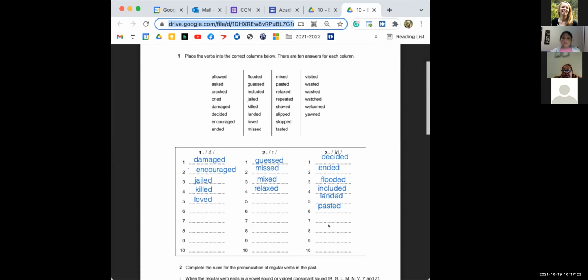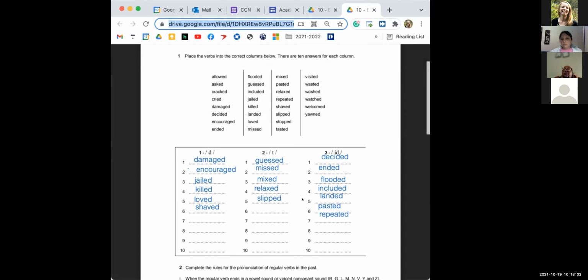Repeated. It's third one. Column 3. Repeated. Shaved. Column 1. Shaved. Slipped. Column two. Slipped. Very good. Stopped. I think first one, or two. Stopped.